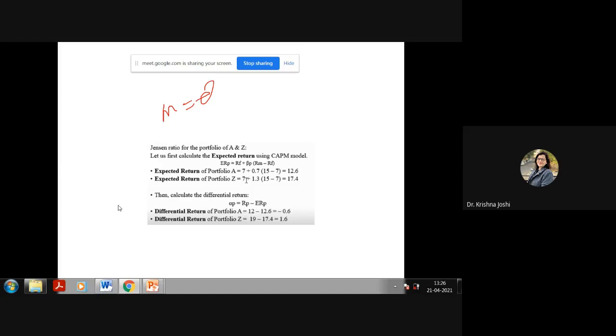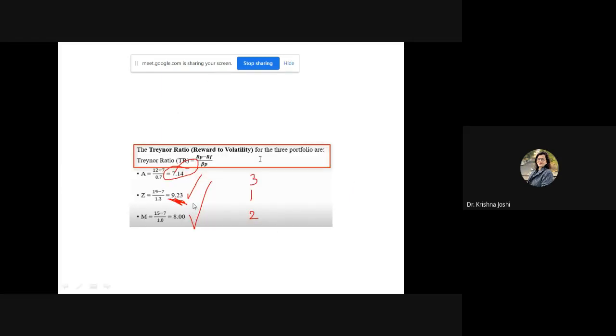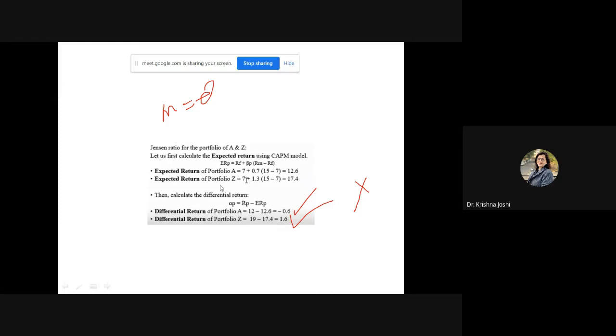And in this, market index will always be 0 here, right? So here you need not calculate market, and portfolio A's answer is minus 0.6 and portfolio Z answer is 1.6. So here portfolio A is not so good, because it is not giving the expected return, even though it is giving good return compared to its beta and standard deviation. The portfolio is not giving return as expected because it has higher standard deviation, whereas portfolio Z is good in terms of this.